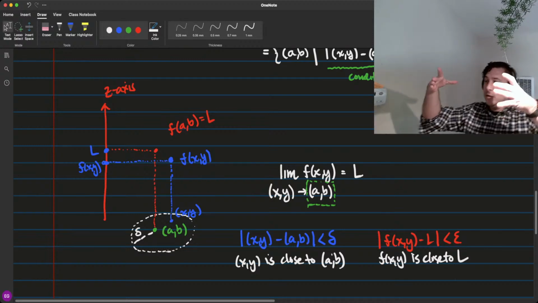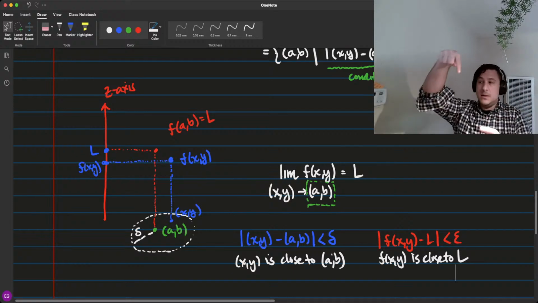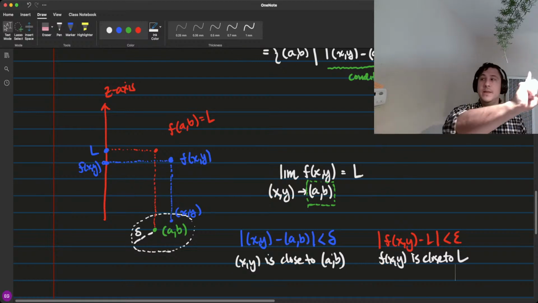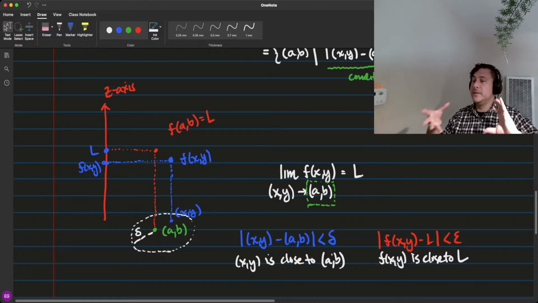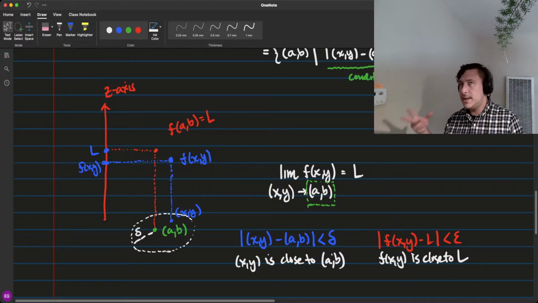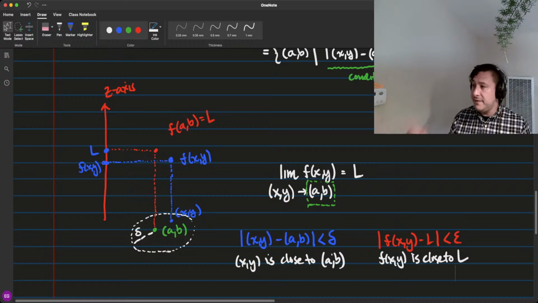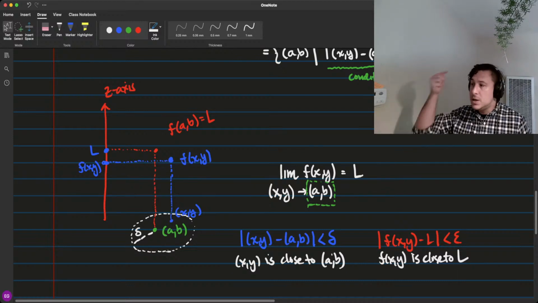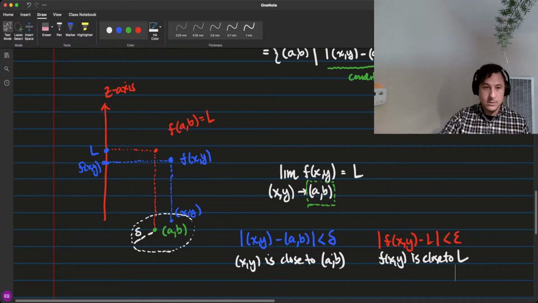In other words, if you look on the xy axis, you're approaching AB, so AB is going to be the center of my circle. The disk around AB is all of the points that are close to AB. So you're like, okay, let's choose a point in that disk. xy is no more than a distance delta away from AB. Now, if the limit is equal to L, that means when I plug the point xy into my function, whatever I get as my z value better be close to L.